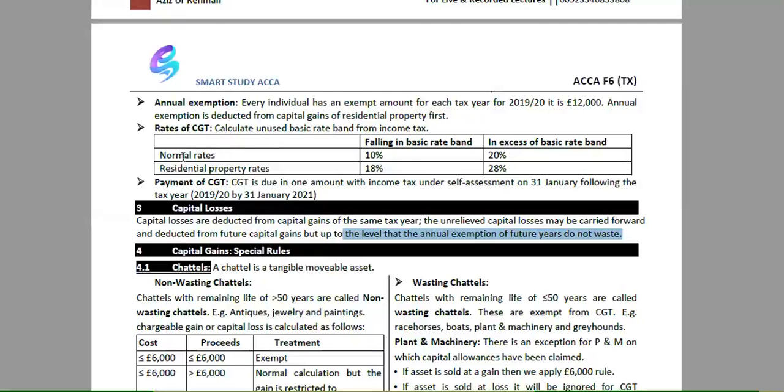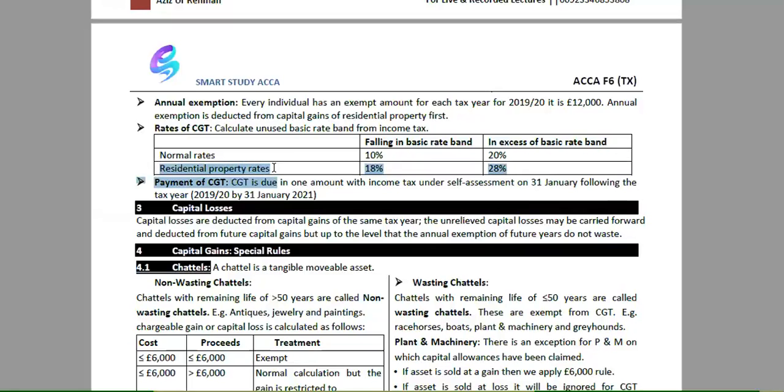Okay, so the rates of tax, you can see. What are the normal rates? Normal rates are 10% and 20%. Falling within the basic rate band, the tax rate is 10%. In excess of the basic rate band, the normal rate is 20%.